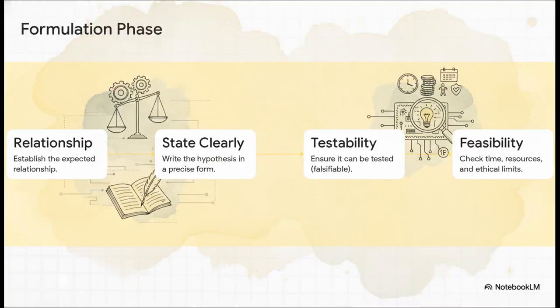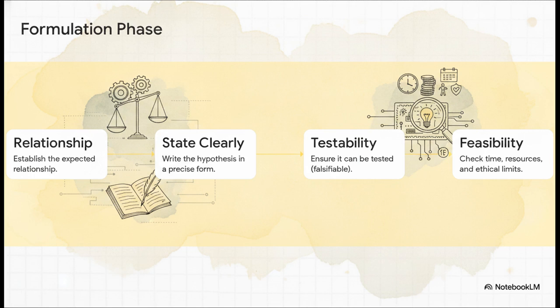Once your variables are perfectly sorted, you move into the formulation phase. First, establish the expected relationship based on logic and evidence, not just what you personally hope will happen. Next, state the hypothesis clearly. Completely avoid vague or emotional language. Then, ensure it's testable, meaning you can actually collect hard data to either support or reject it.